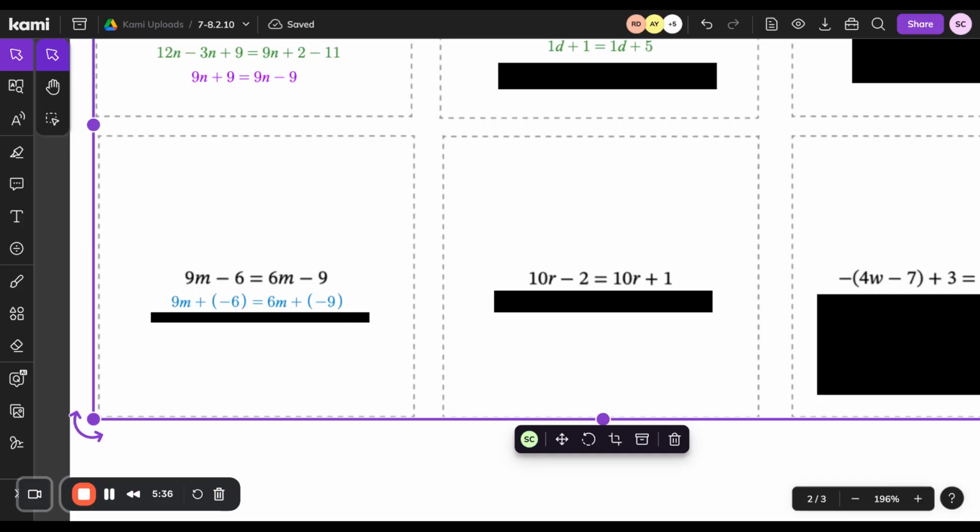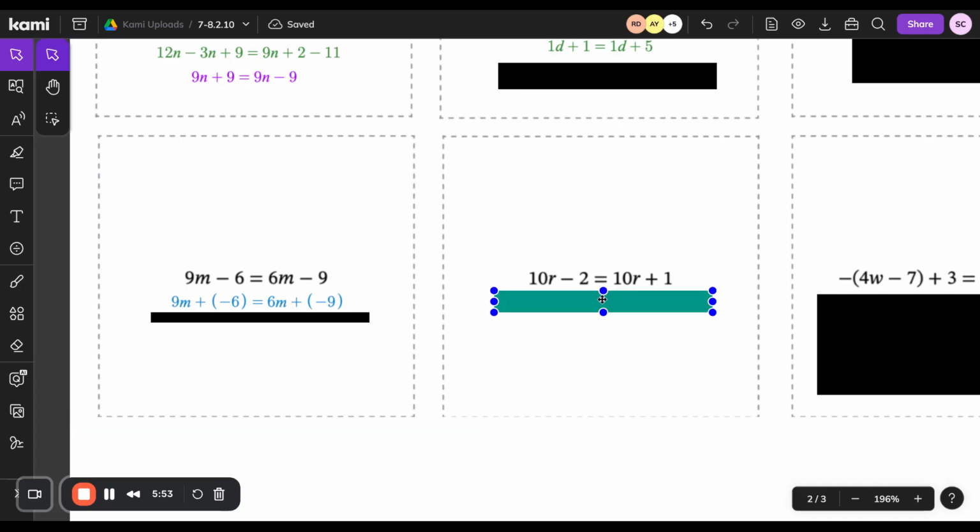For this example here, this is not going to be no solution because our linear terms aren't the same. It's also not going to be infinitely many solutions because we don't have the same linear and constant term on each side. So for one like this, where our linear terms are different, this is going to be considered one solution.